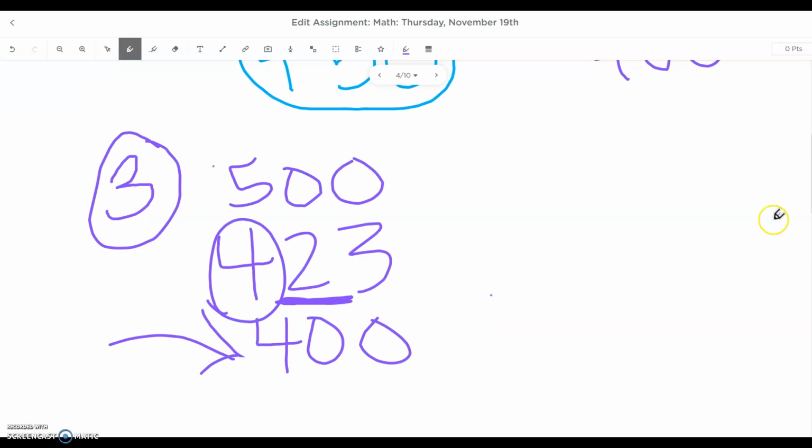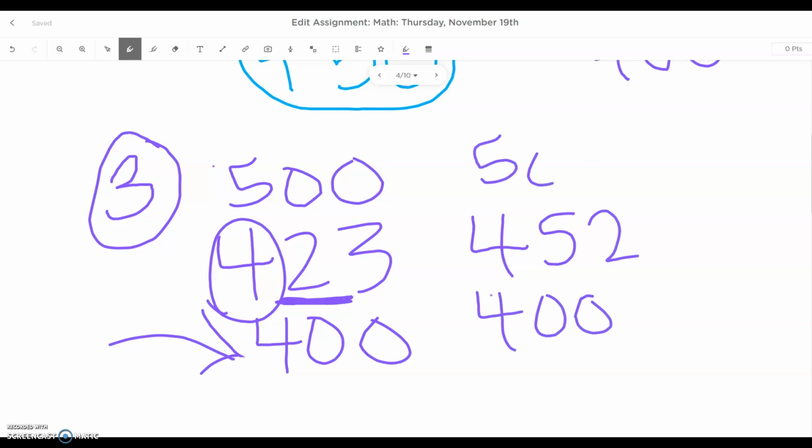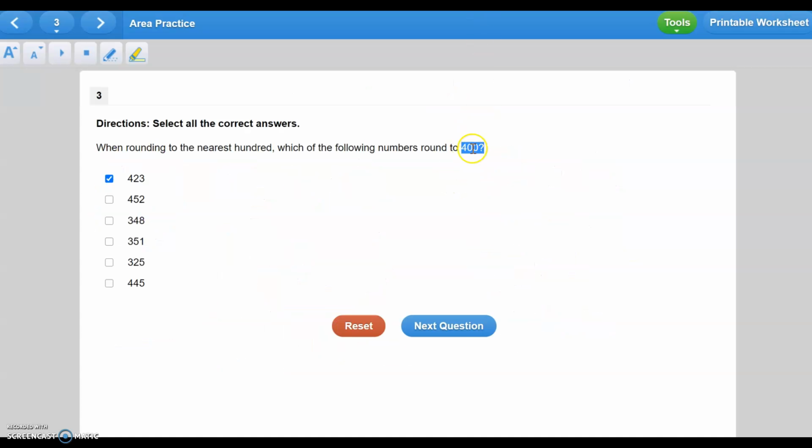452. Is it going to stay at 400 or change to 500? Find the place. Look next door. Oh, I see 5 and above, so that would go to 500. Sorry, that would round to 500. So it would not round to 400. So I will not choose that one.